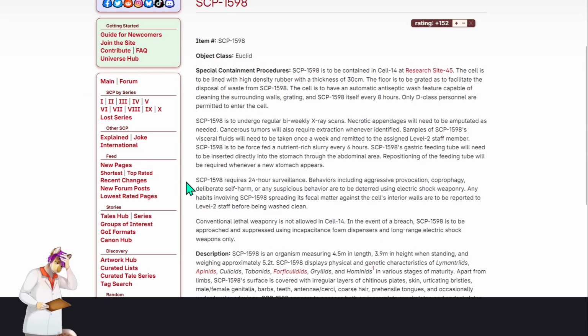So, SCP-1598 is to be contained at Cell 14 at Research Site 45. The cell is to be lined with high-density rubber with a thickness of 30 centimeters. Floor is to be graded as to facilitate the disposal of waste from SCP-1598. The cell is to have an automatic antiseptic wash feature capable of cleaning the surrounding walls, grating, and itself every 8 hours. Only disposable suits are permitted to enter the cell.